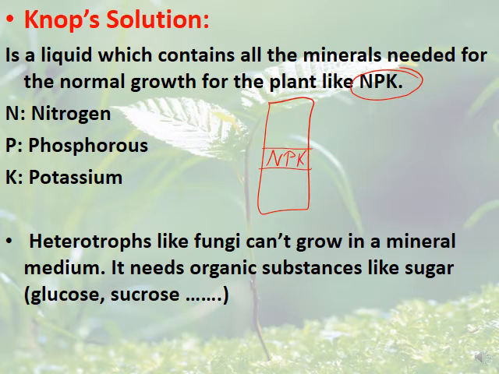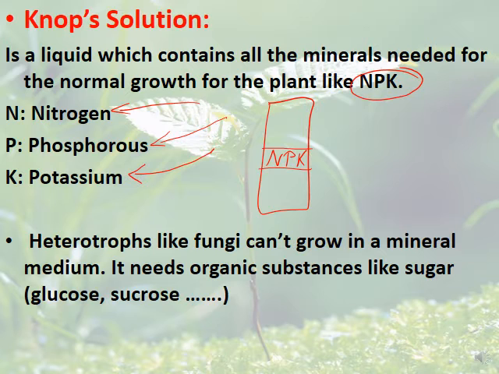what does NPK code for? NPK codes N for nitrogen, P for phosphorus, and K for potassium. So if you have such a question about a labeled bottle containing the NPK, it's nitrogen, phosphorus, and potassium.